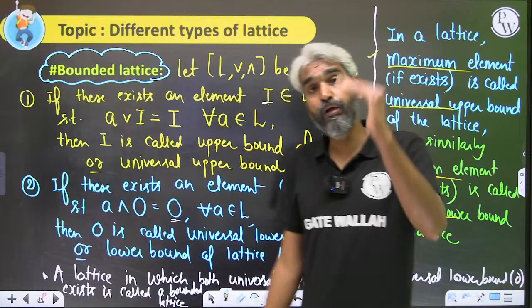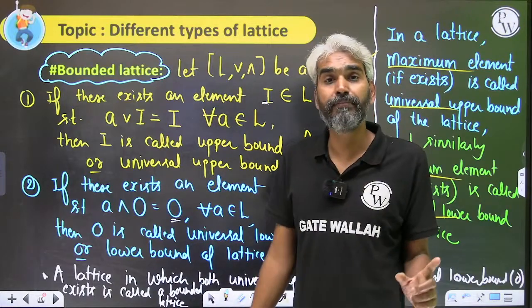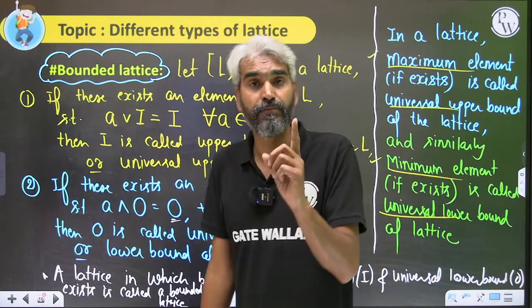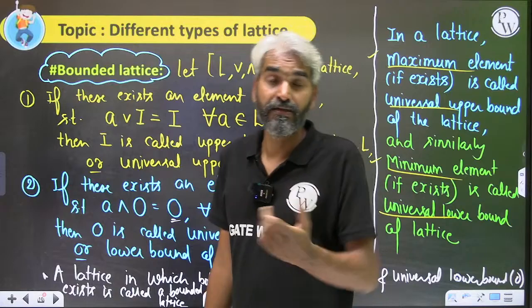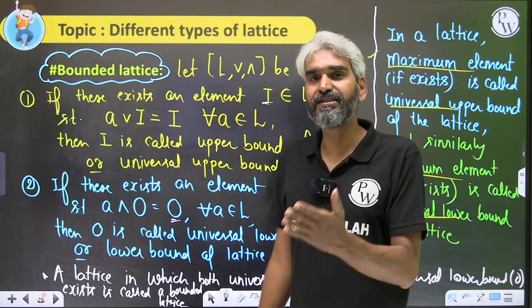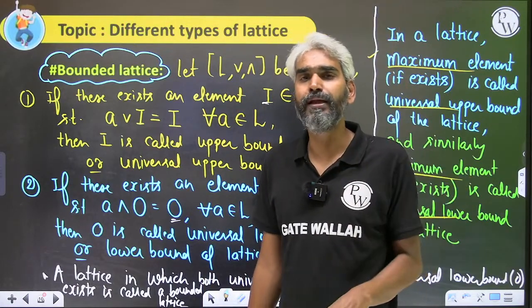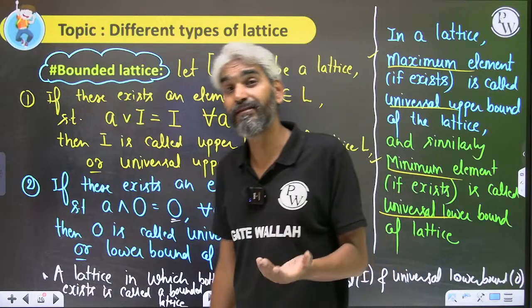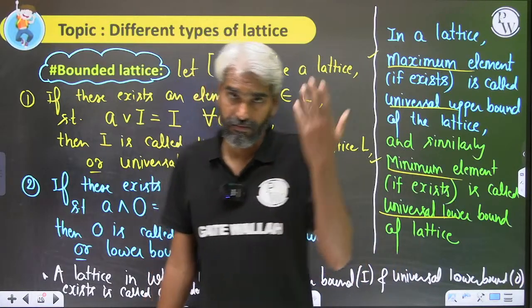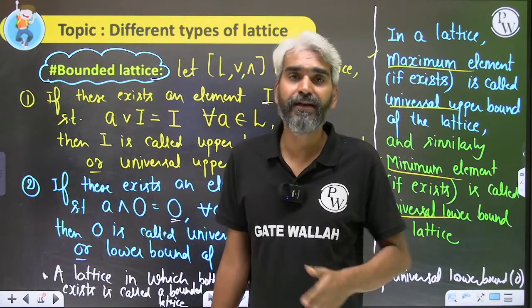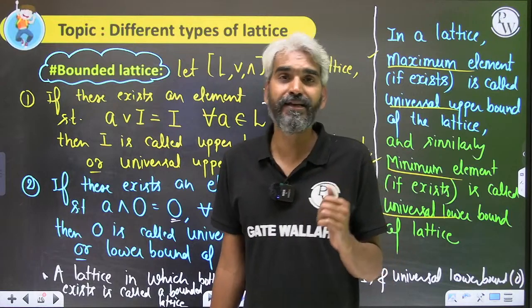Similarly, if there is a unique minimal element, it will also be the minimum element, and that minimum element will become the lower bound of the lattice. But in our POSET, it is not necessary that the maximum element or minimum element will exist. So it may be possible that there is no maximum element or there is no maximal element as well in the POSET. So in that case, it will not be bounded.